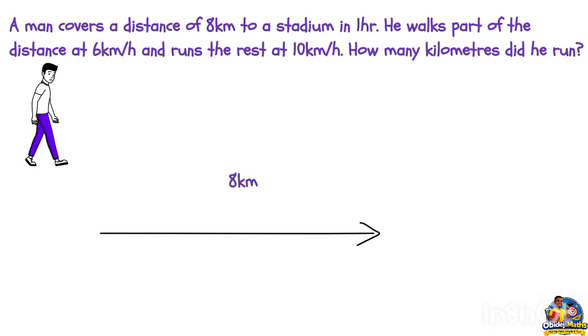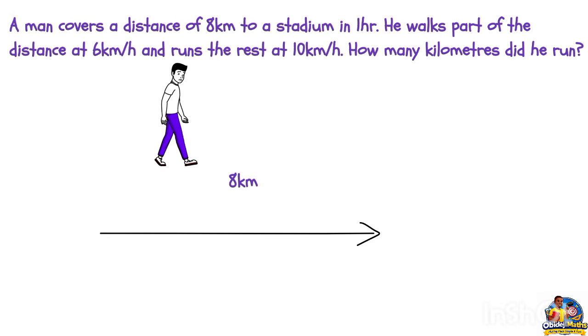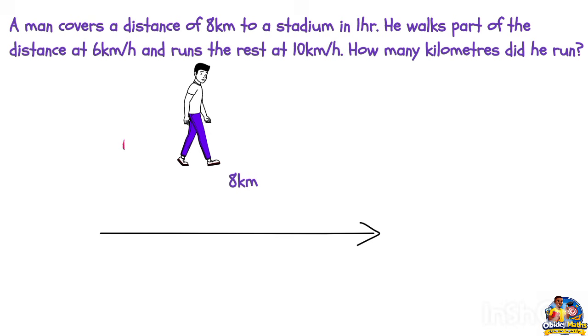Now the man is walking. Look at the first one. That's 6 kilometers per hour. We don't know the distance. Let the distance be d, the distance covered when the man was walking.